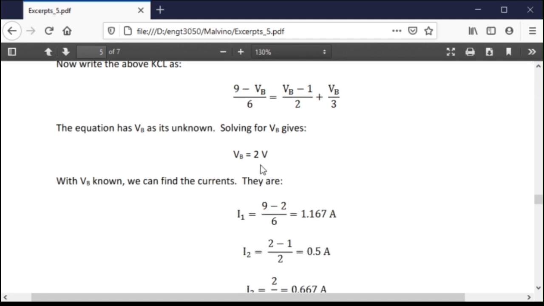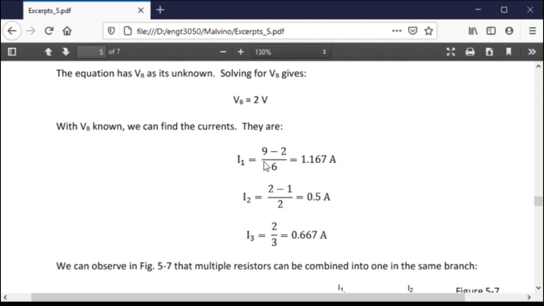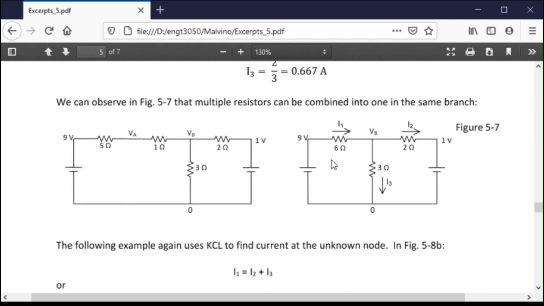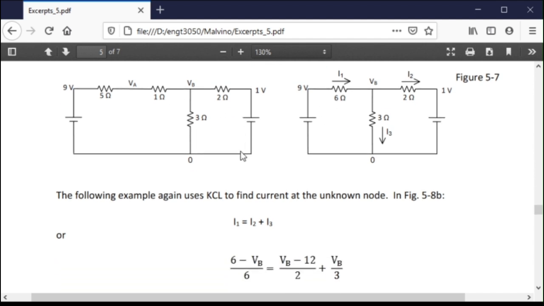All right, so solving all the way down, we get VB equals 2 volts. And from that, we can find our I's, I1, I2, and I3, and away they go. And also we can solve multiple equations, or, if you will, you can combine resistors. So again, this is the same circuit, but with multiple resistors.